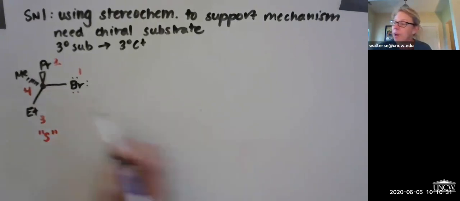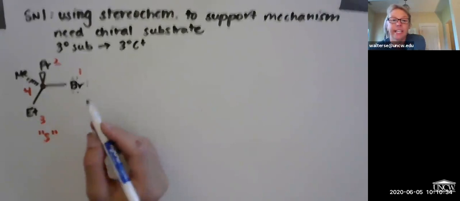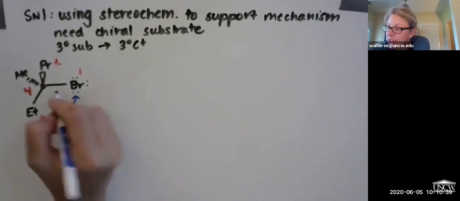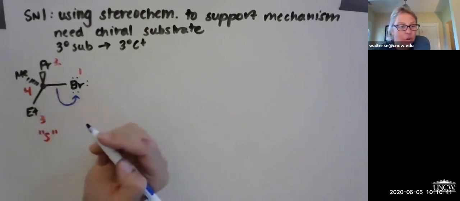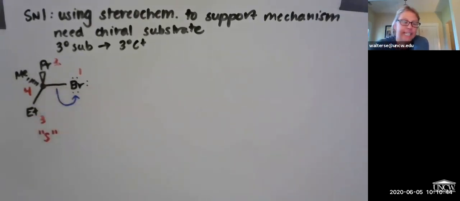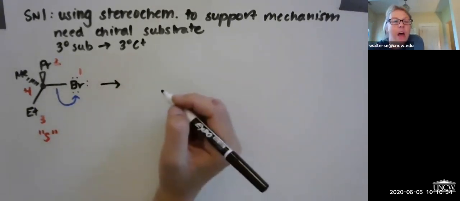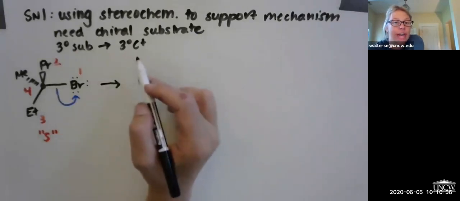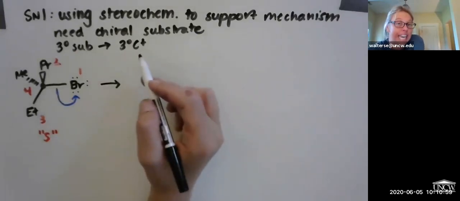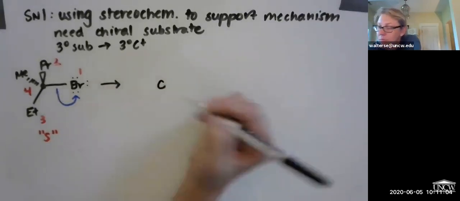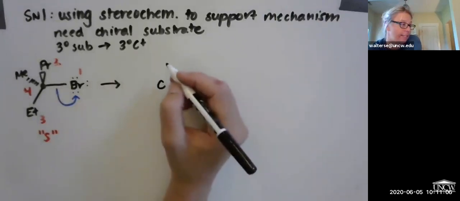Now, the first step of an SN1 reaction is the loss of a leaving group. So the bromine will leave as bromide by taking the bonded pair of electrons in that sigma bond with it. Now you have to draw the structure of the tertiary carbocation intermediate. Intermediates can be isolated. There is data to support the structure of carbocations.